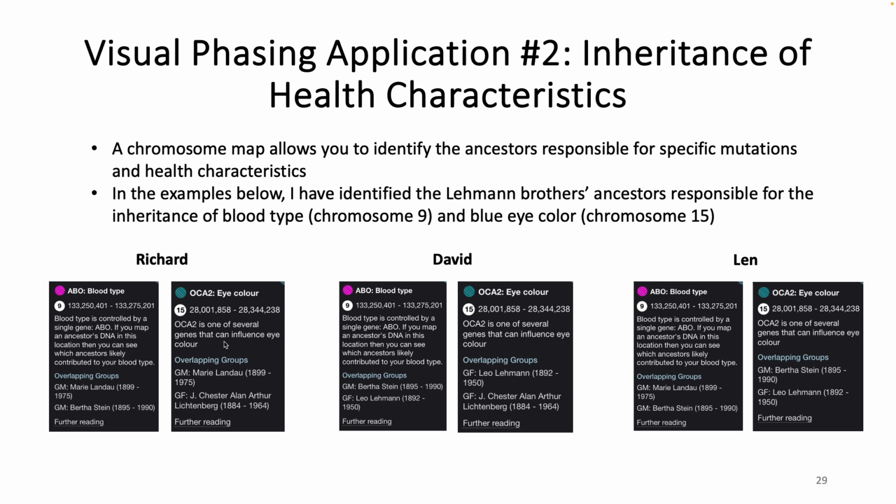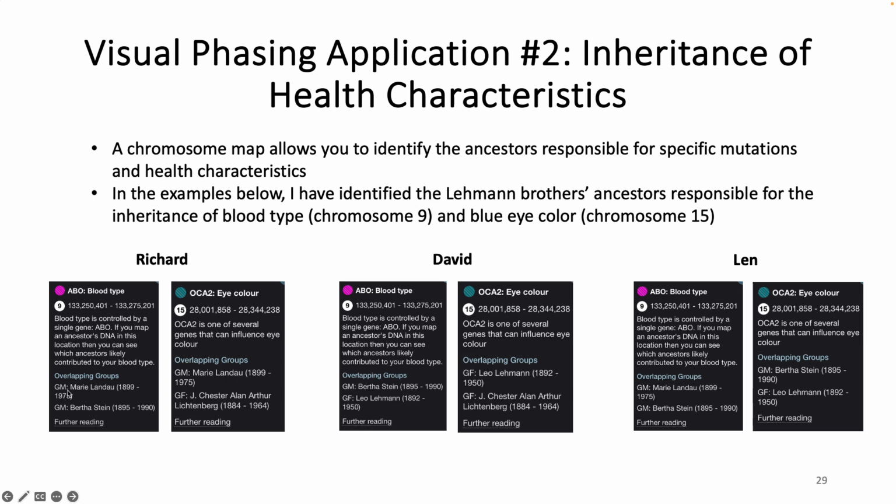So I list two of them here that are known. And again, these are generally applicable. There are a subset of cases where it doesn't. But on chromosome 9, there's a section of the DNA where you inherit your blood type from specific ancestors. It's around 133 million from that marker on chromosome 9. And so for each of the brothers, I've listed which of their grandparents they inherited their blood type from.